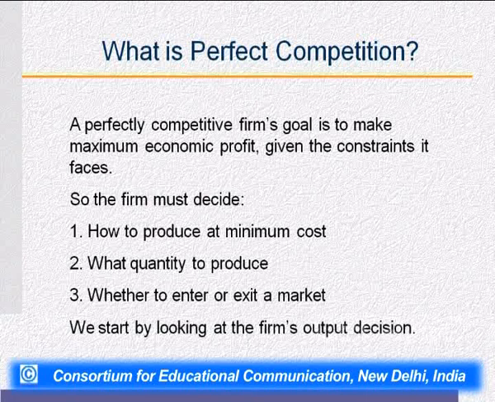If they over-produce, you have a loss, and if they produce less, you are not maximizing profit. So the first one is how to produce at minimum cost. The second one is what quantity to produce.